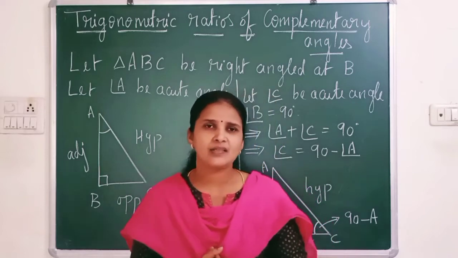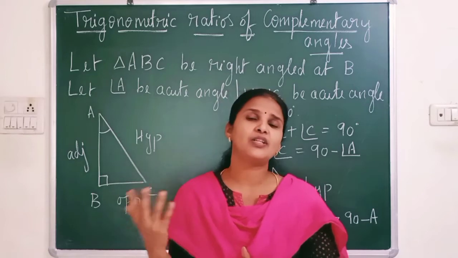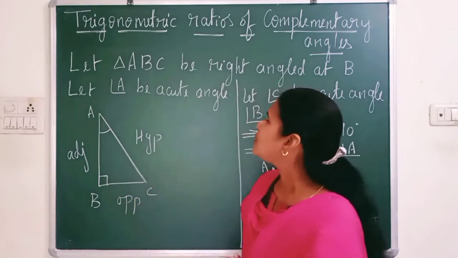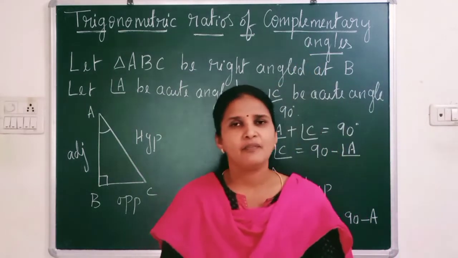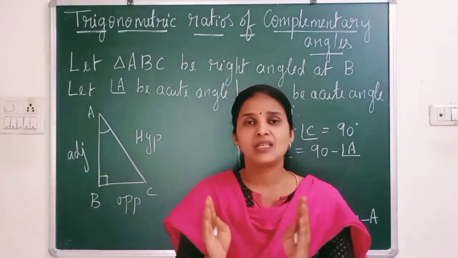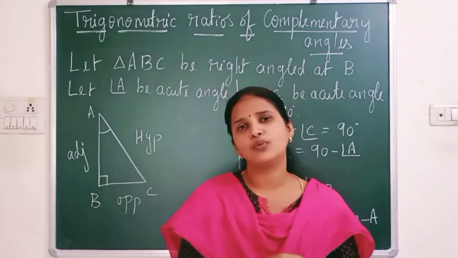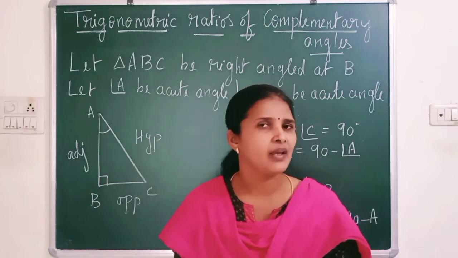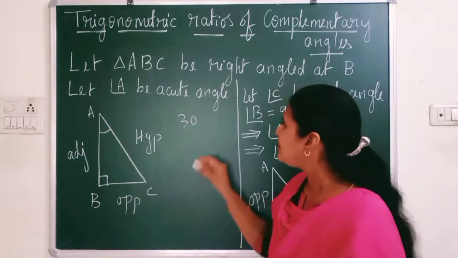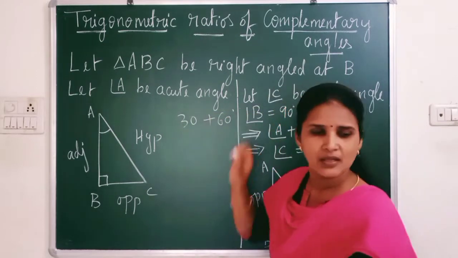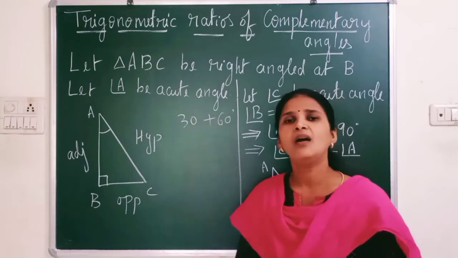you should know what is the meaning of complement and what are trigonometric ratios of complementary angles. As you know, the word complement is nothing but this: when the sum of any two angles is 90 degrees, those two angles are called complementary angles. For example, if one angle is 30 degrees and the other angle is 60 degrees, then 30 plus 60 is 90, so we say that these two angles are complementary.